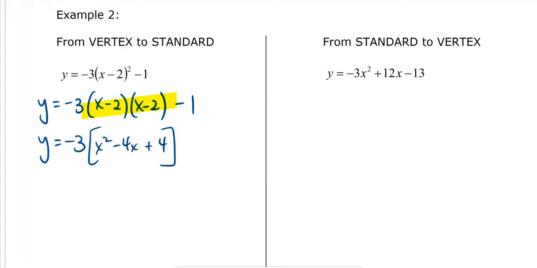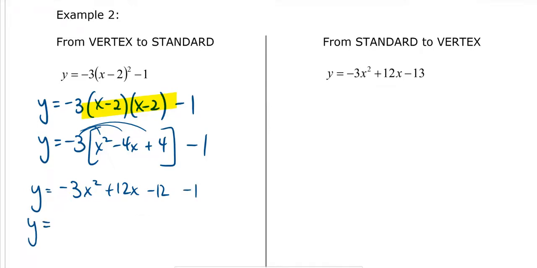If you want to pause the video, do all the intermediate steps to make sure you understand how to go from that to what I have shown you just here, and then minus 1 on the outside. Distribute the negative 3, so we get y equals negative 3x squared plus 12x plus minus 12. And then minus 1 at the end. And collect those terms: minus 3x squared plus 12x. Minus 12 minus 1 is minus 13. So that's our standard form.